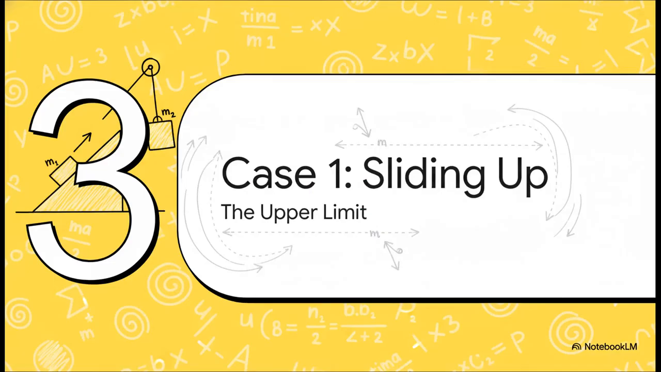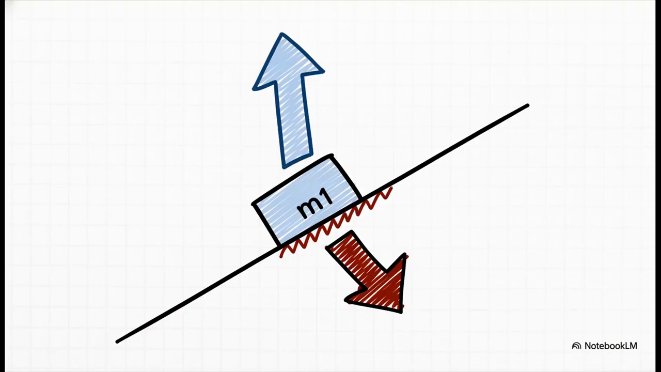So, to figure out our boundaries, we have to look at the tipping points. These are the moments where things are just about to happen. Let's start with the first case, the instant that M1 is about to get pulled up the incline because M2 is really heavy. Just think about it for a second. If this heavy mass M2 is trying to drag M1 up the ramp, what is friction going to do? It's going to dig its heels in and try to stop it, right? So it's going to point down the incline, fighting against that upward motion.